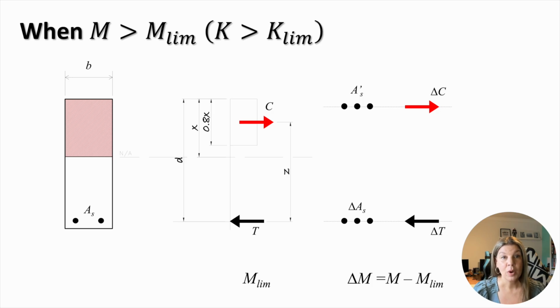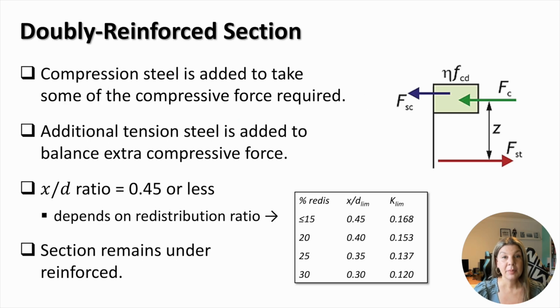As a result, one set of bars is in tension and located at the level of the bottom bars in the balanced section, while the other set is in compression and located in the concrete compression zone close to the top surface. In the doubly reinforced section, compression steel is added to take some of the compressive force required. Additional tension steel is added to balance extra compressive force. The x to d ratio is limited to 0.45, but can be smaller for moment redistributions larger than 15%.